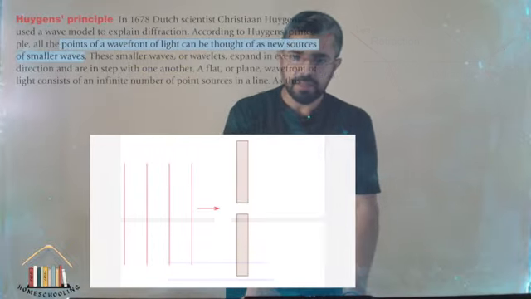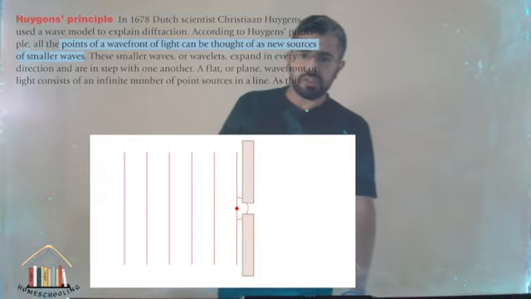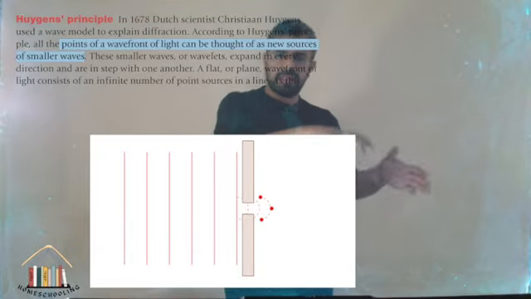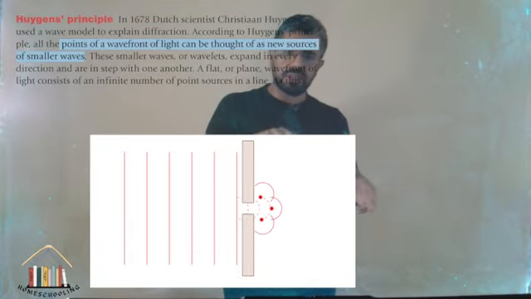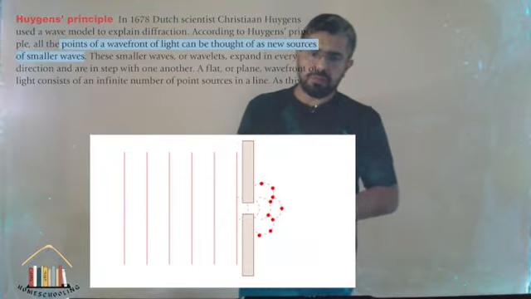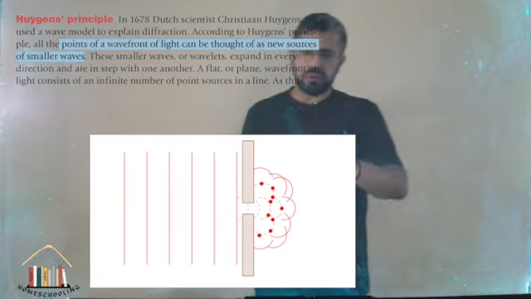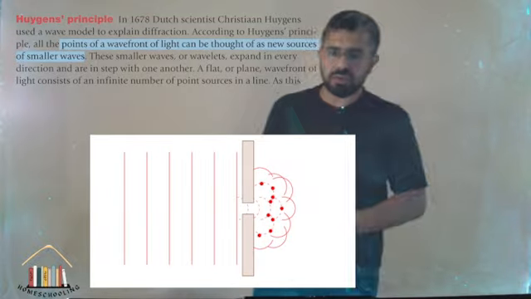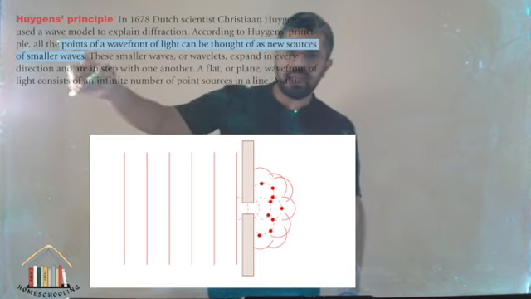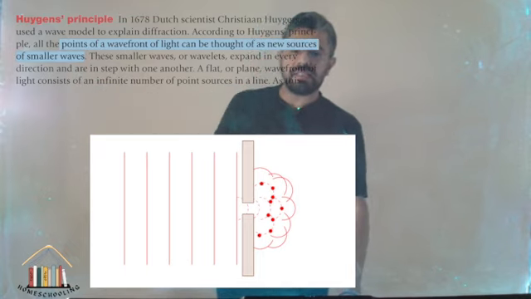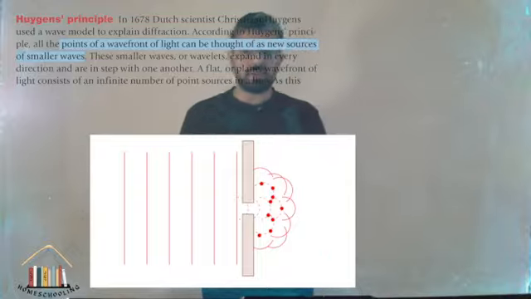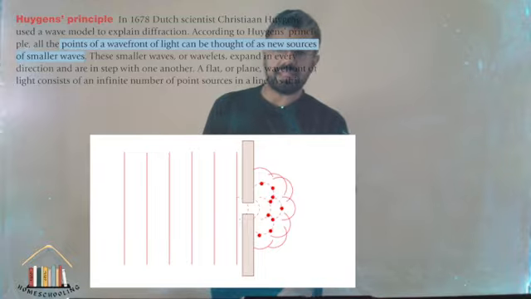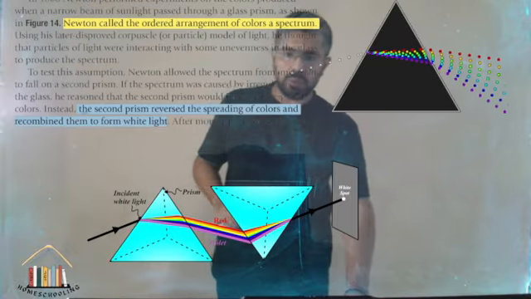Let's see it again. The waves come to the slit, and they spread and act as new points of waves, and they interfere, of course, as you see here, and go in all directions. So that's what we mean by Huygens' principle, where these small points act as a new source of wave or of light themselves. We continue.